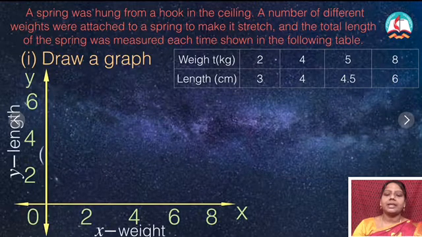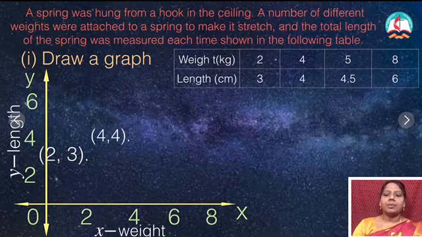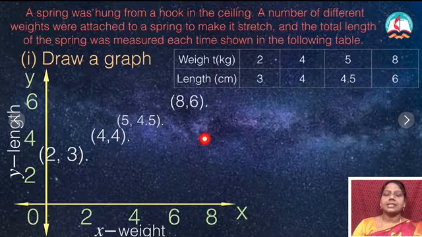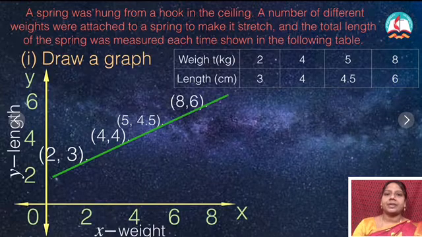What is the first point? First point is 2, 3. The second point is 4, 4, because always you will take it as x and y. Third point is 5, 4.5. Fourth point is 8, 6. Now I marked all the values. We have to draw a graph, that means we should connect all the points. If I am connecting them, I am getting a direct variation, a straight line. So that is the first one.